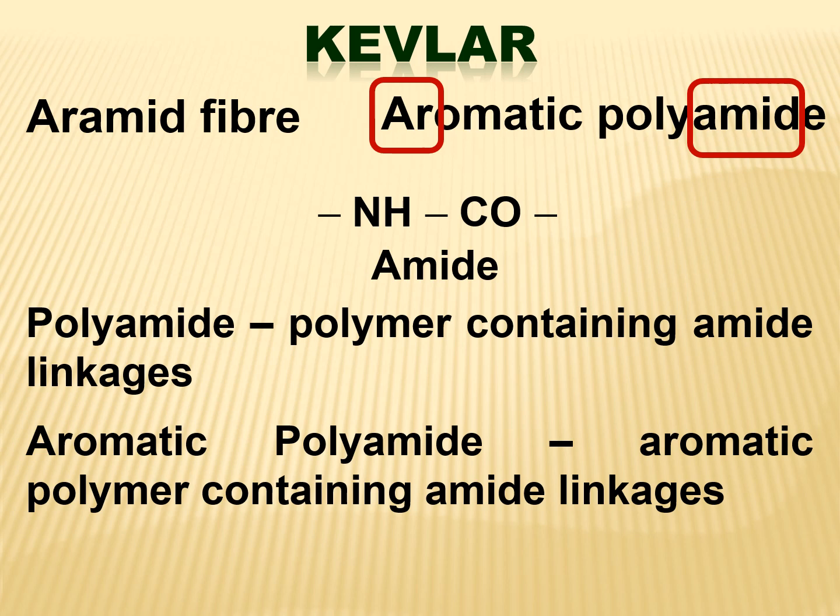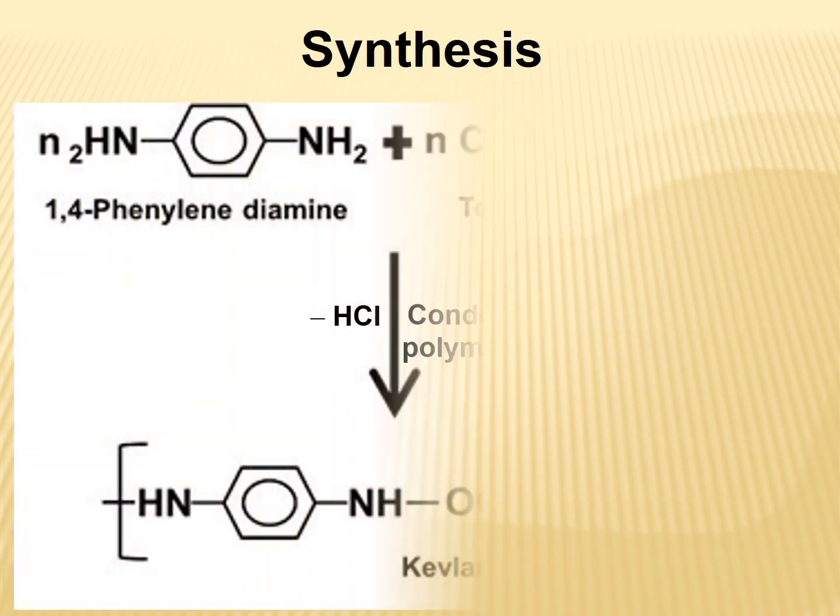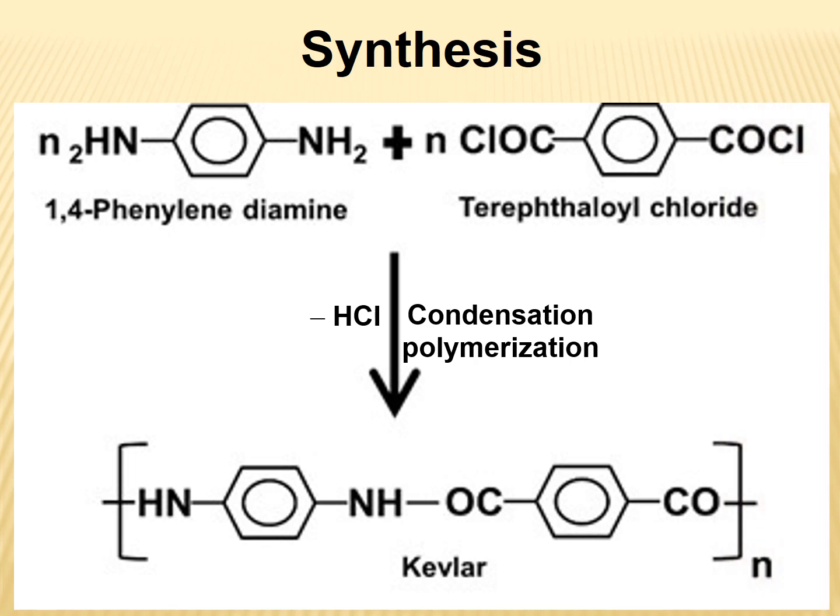Kevlar is a trade name. The actual name of Kevlar is polyparaphenylene terephthalamide. It's a little bit long name. Now let us look at the synthesis of Kevlar. You will get a little more idea about the name when you look at the synthesis. Kevlar is synthesized from two starting compounds, phenylene diamine and terephthalonyl chloride. 1,4-phenylene diamine: look at the structure here. It's a benzene ring with amino groups at the 1 and 4 positions, that is 1,4-phenylene diamine.